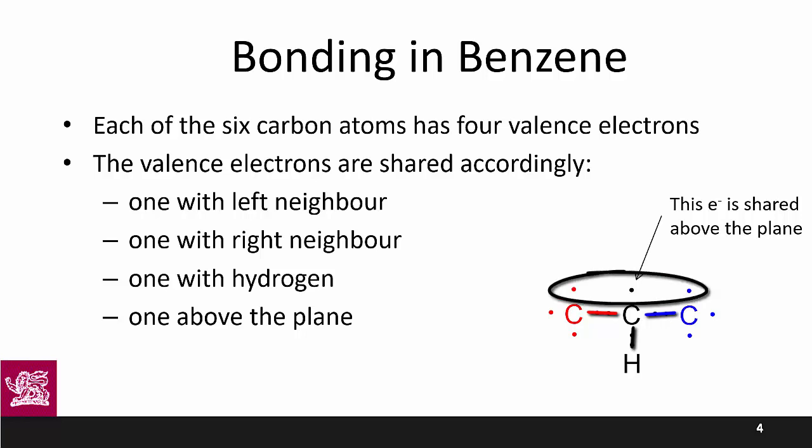That 4th electron is above the plane for each of those 3 visible carbons, and in fact for all 6 of the carbons in benzene. And that 4th electron is free to move around all 6 of those carbon atoms, because when doing so, the amount of electron density that's on top of those carbons is maintained.